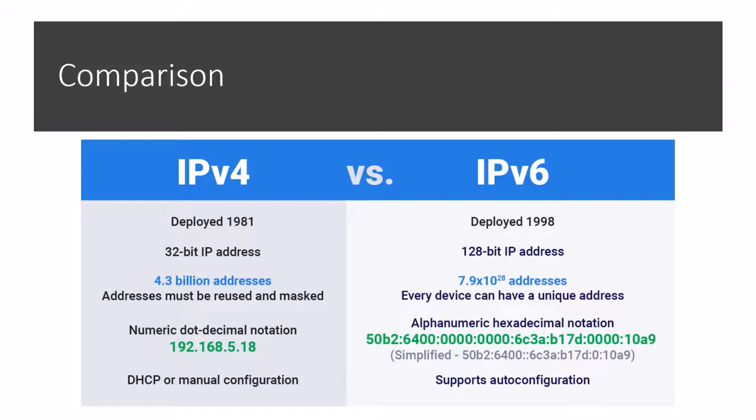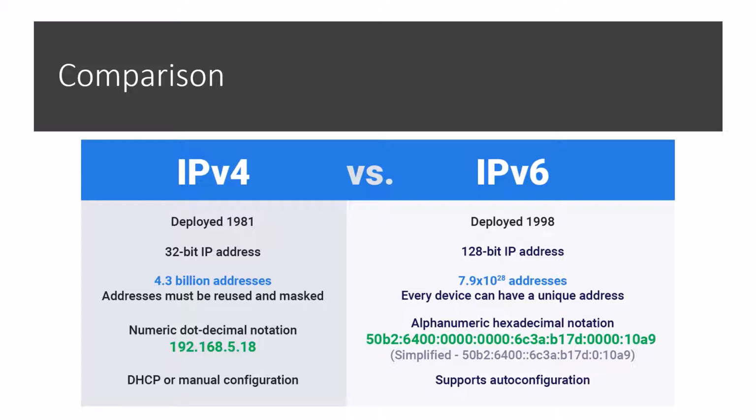To compare IPv4 and IPv6, IPv4 was deployed in 1981, whereas IPv6 was deployed in 1998. IPv4 addresses are 32 bits in length, whereas IPv6 addresses are 128 bits in length. IPv4 comprises 4.3 billion addresses, where addresses must be reused en masse. IPv6 comprises 7.9 x 10^28 addresses, where every address can be used uniquely.